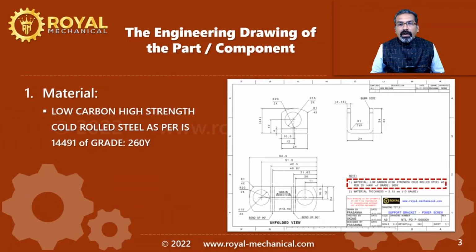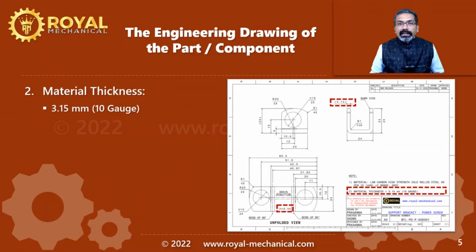By now, all of you are very familiar that the power screw support bracket of the car scissor jack is made out of low carbon, high strength, cold rolled steel as per Indian Standard Document 14491, grade 260Y. This material has a yield strength of 260 Newton per millimeter square and tensile strength of 350 Newton per millimeter square.